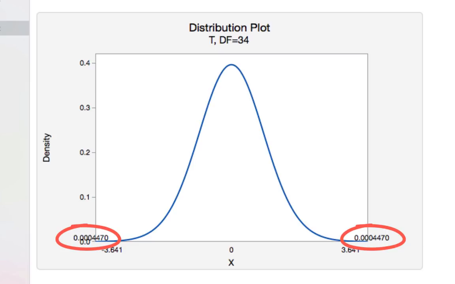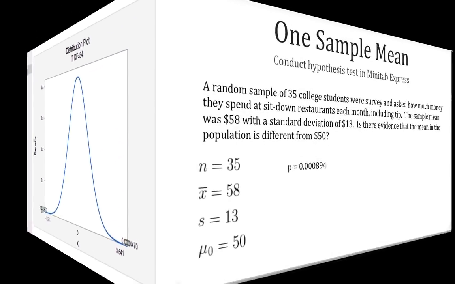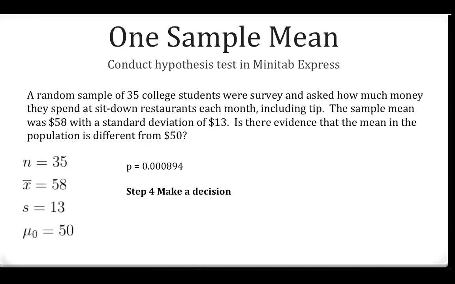Let's go on now to step 4 of the 5-step hypothesis testing procedure. Step 4 is to make a decision. We're going to use that p-value that we just computed to make a decision whether we should reject or fail to reject the null hypothesis. Our p-value is very small. It's less than 0.05, so we reject the null hypothesis.